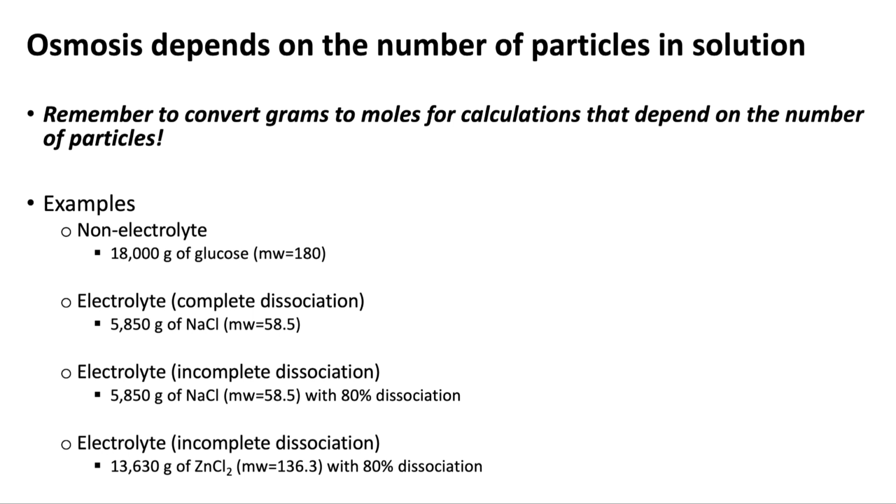The first 2 examples are pretty straightforward. We will convert grams to moles, the number of molecules, for non-electrolytes, and then electrolytes, where we assume complete dissociation of those electrolytes. Unfortunately, that's not always the case. So we'll also have to, and this will be more challenging for some of you, consider the situation of what occurs when you have an electrolyte that partially dissociates but not completely. How do you count the number of particles in that situation? Those are our main examples here.